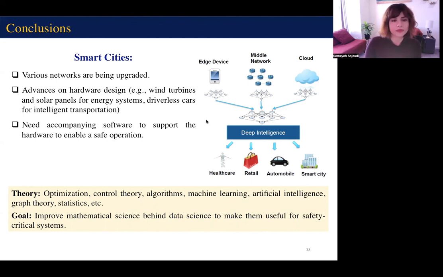The development of these methods is related to several topics in many different areas, such as optimization, control, algorithms, machine learning, AI, graph theory, and statistics, among others. And as a whole, it's crucial to improve the mathematical science behind machine learning and AI to make them useful for safety-critical societal systems.